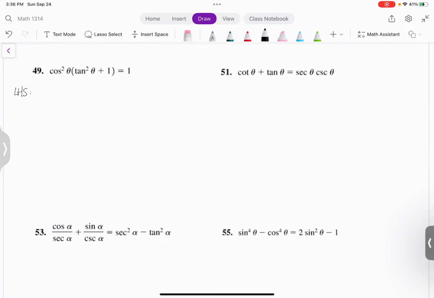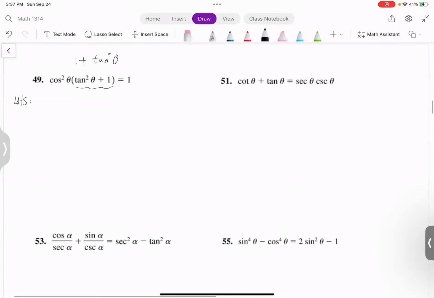You can distribute the cosine theta squared. But when I see the parentheses, I remember that 1 plus tangent theta squared equals secant theta squared. So we make two terms into one term, which makes things easier. Let's convert the parentheses to secant theta squared. So we have cosine theta squared times secant theta squared, and do not say it equals 1. We're not there, so we continue to prove.